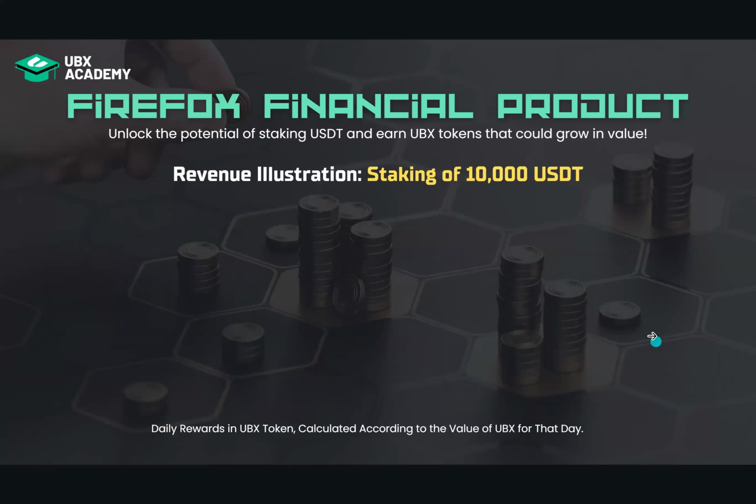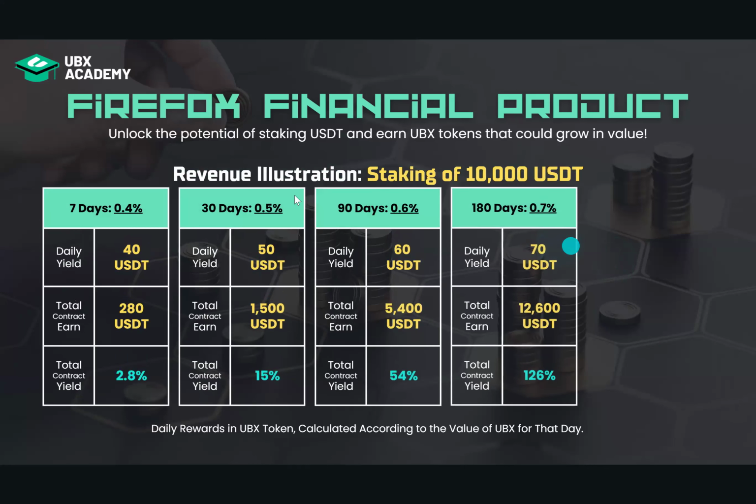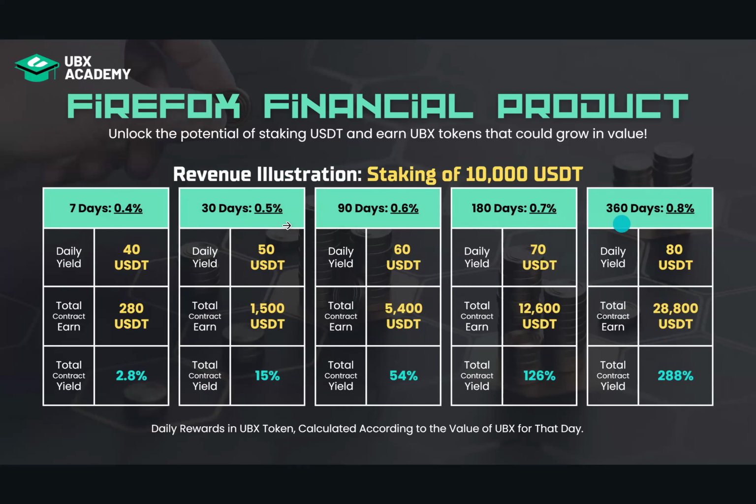Let me give you a revenue illustration of staking 10,000 USDT, from 7 days to 360 days. If you do a staking of 10,000 in 7 days, you will get 40 USDT each day. It'll be given in terms of UBX token. So if the token price is $1 today, you'll get 40 tokens, UBX token. So it's up to you to hold or sell immediately to change to USDT.